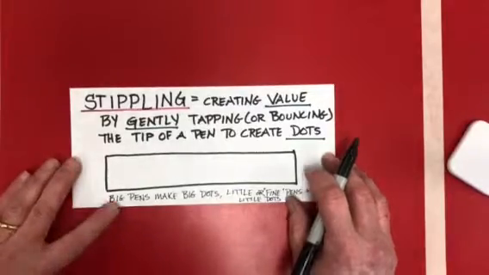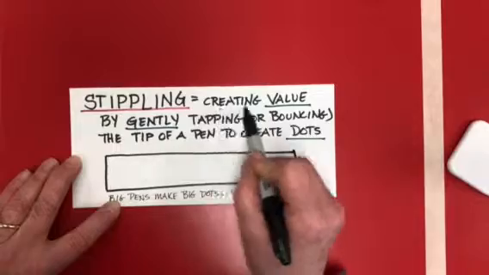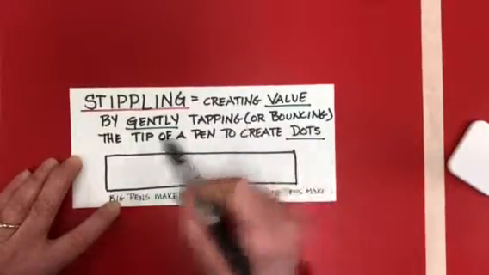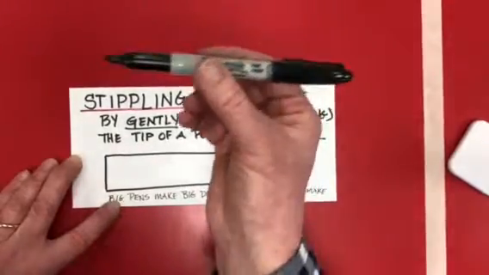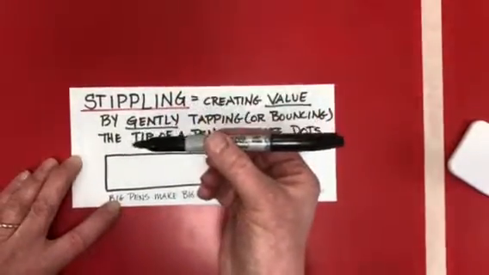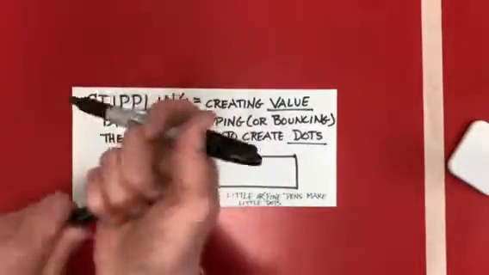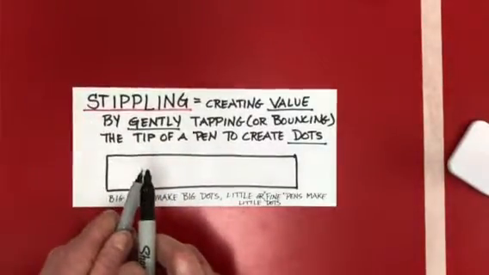It's a lot of fun. You want to be gentle with your markers because creating stippling, you're creating value by gently tapping or bouncing the tip of your pen to create your dots. So the fatter the pen, the fatter the mark. Here we have a Sharpie. The regular Sharpie is much fatter than a skinny Sharpie.